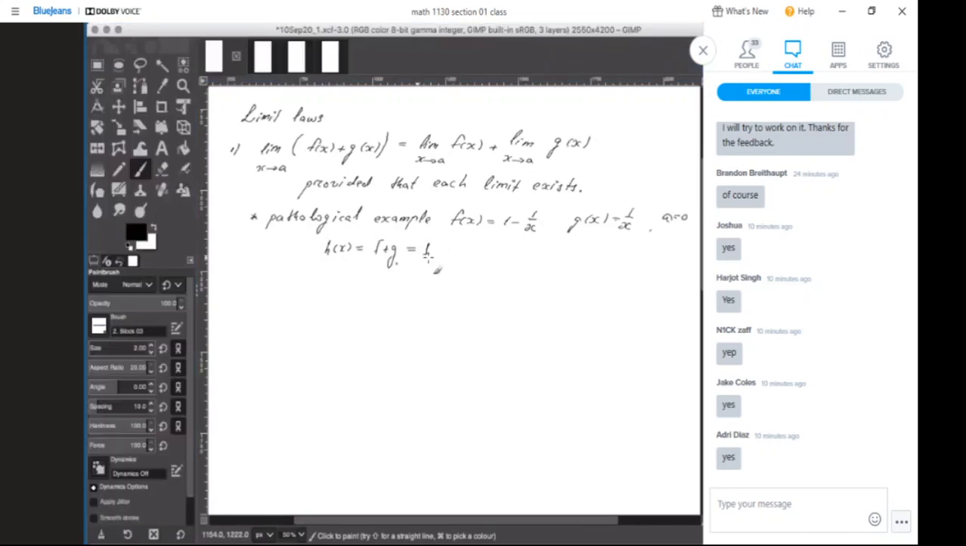So whilst this function does have a limit, each of these don't, and therefore this equality will not hold.